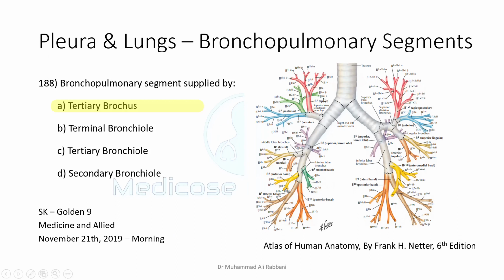The primary bronchus is also known as the principal bronchus. The secondary bronchus is also known as the lobar bronchus, and the tertiary bronchus is also known as the segmental bronchus. Here you can see the tertiary bronchus is here.